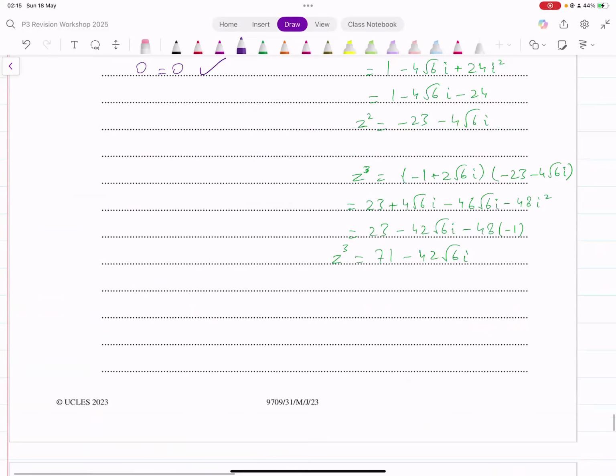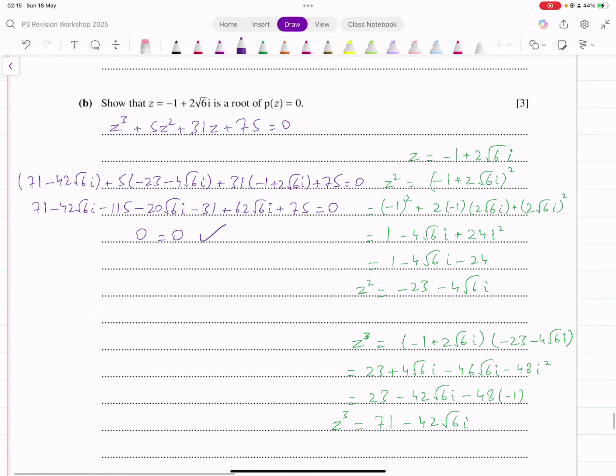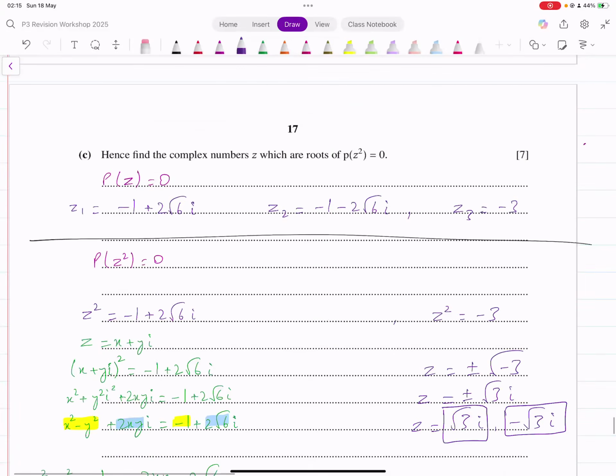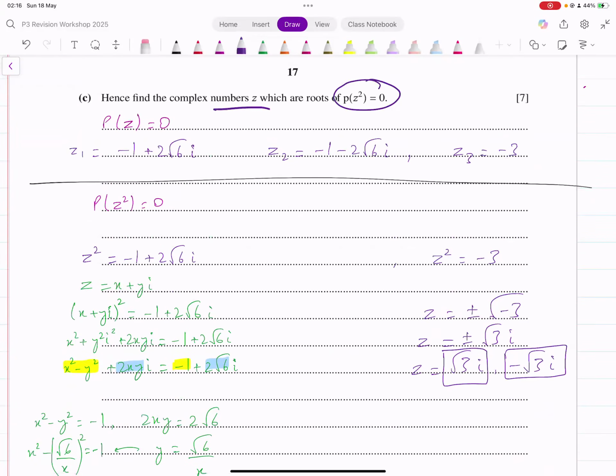Now, this is important. In this part B, they told you that this is one root of this equation, -1 plus 2 under root 6 iota. And then they're saying in the next part, the complex numbers z, which are roots of this equation, p of z squared equal to 0. Now, how do you find those complex numbers?